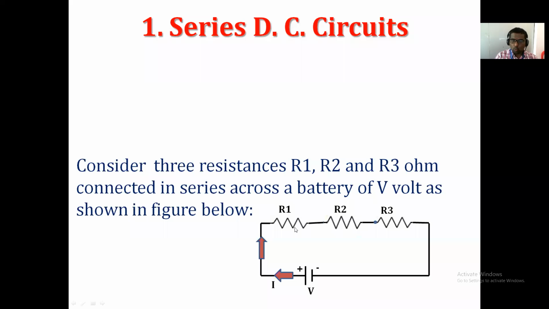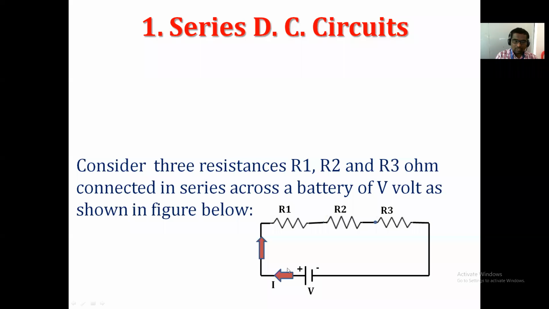It means that whatever value of current flows through R1, the same value of current flows through R2. When it flows through R2, it comes to this same common point. Whatever value of current flows through R1 and R2, the same current will flow through R3 also, and definitely it returns to the negative terminal here.